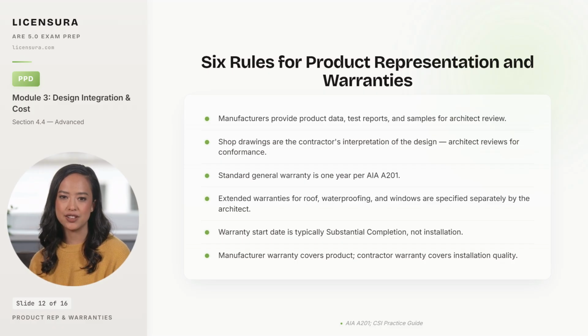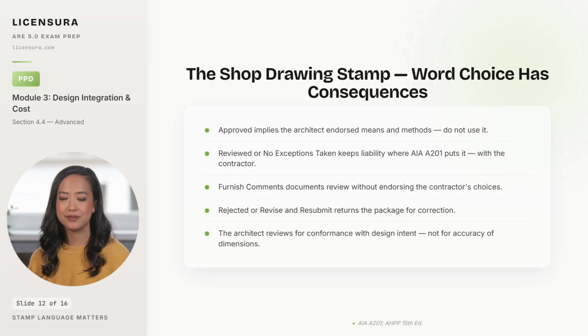The wrong word costs the architect's defense. The single word the architect writes on the shop drawing stamp can shift legal liability, and most architects who get sued over shop drawings used the wrong word. Approved is the wrong word. It implies the architect endorsed the contractor's means and methods, and that endorsement transfers liability for means and methods failures back to the architect. The professional liability policy will tell you the same thing.